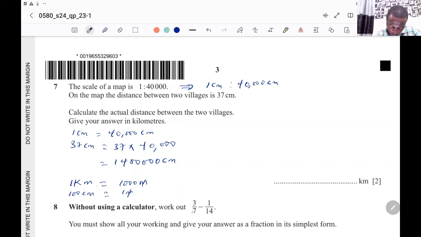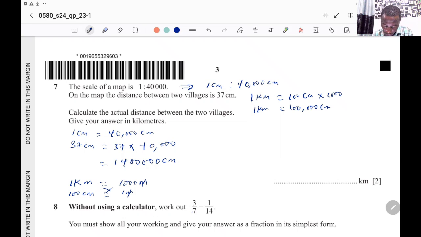If we have these two statements, let the meter cancel the meter, so we know what kilometer implies in centimeter. If we cross multiply, 1 kilometer is equal to 100 centimeter times 1,000, which will give us 100,000 centimeter.